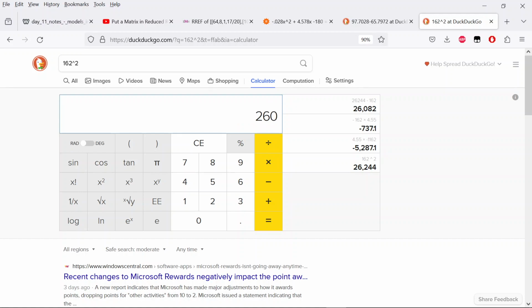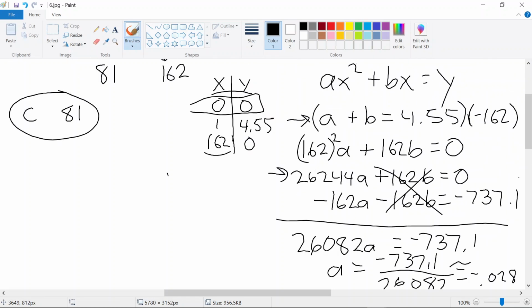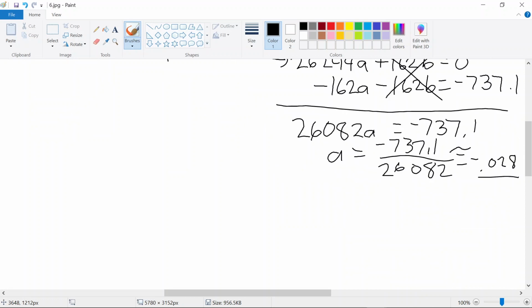Negative 737.1 divided by 26,082 is approximately negative 0.028. Now, I can put that answer into this equation, remember I have this equation, a plus b equals 4.55.